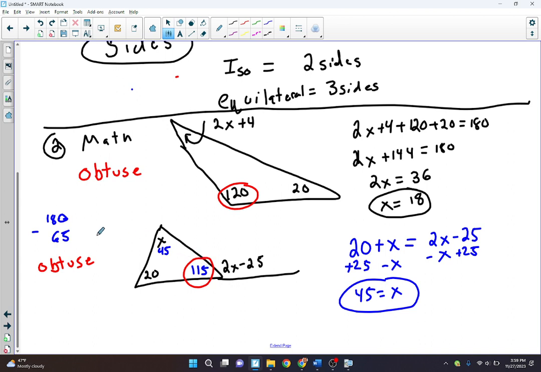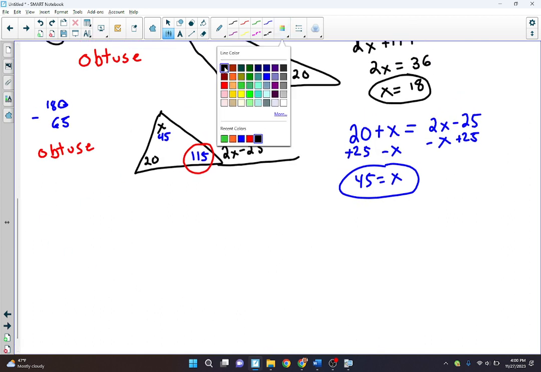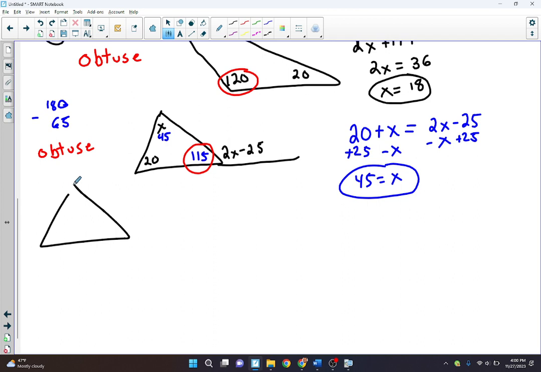Give an example of an acute. The highest one would be like 89, or else it goes over 90. Acute is under 90, like the biggest number, 89. Over 90 would be obtuse.